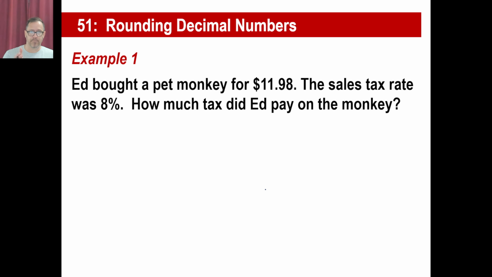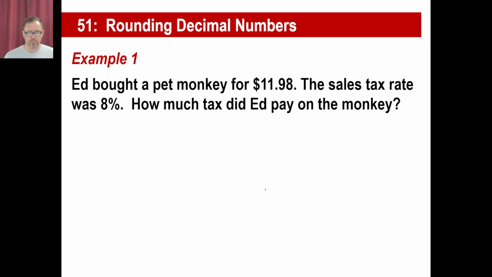All right, Ed bought a pet monkey, homeschooler. All his goats died, okay? He poured too much essential oil, peppermint, into their eyeballs. So the goats all died. So he had to buy a pet monkey for $11.98. The sales tax was 8%. How much did Ed pay on the monkey?